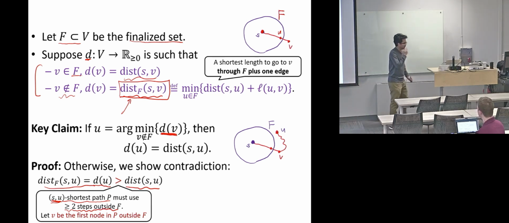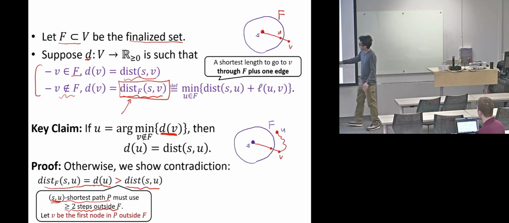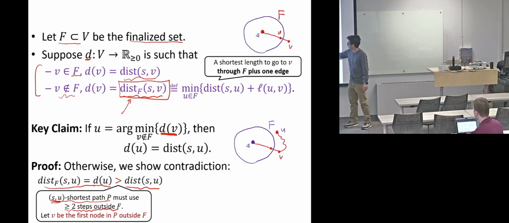Okay. So back to the proof. Suppose for contradiction, if this is greater than this, everyone agree that the real shortest path to U must take 2 steps outside F. So there must be, let V be the first guy outside F in this path. That one is not U.